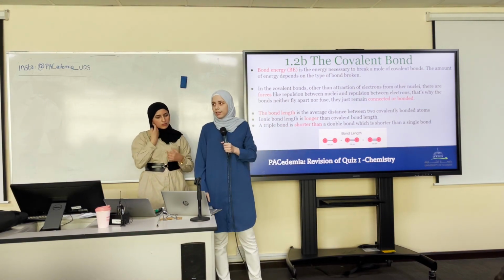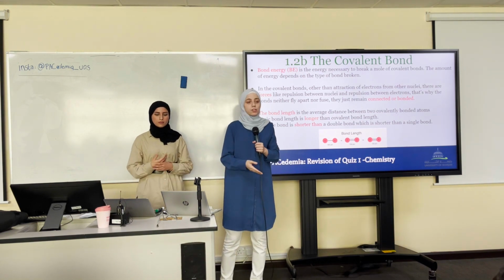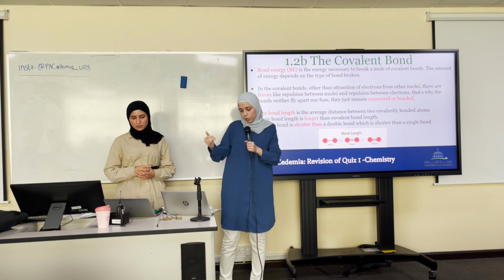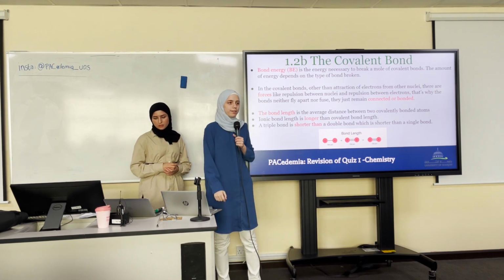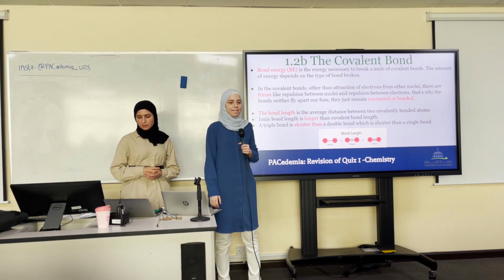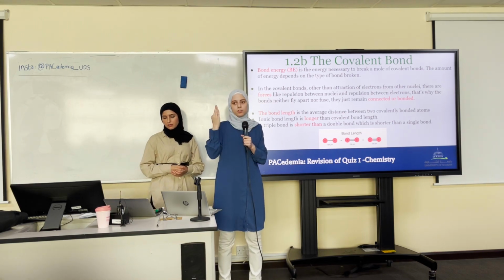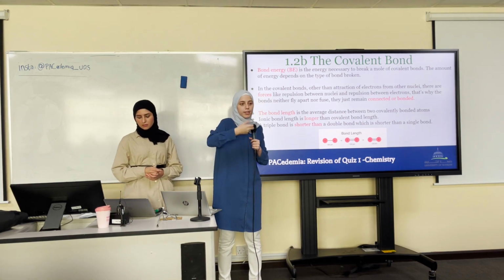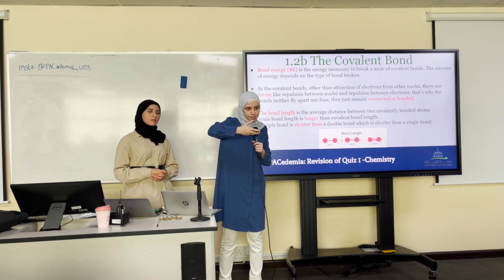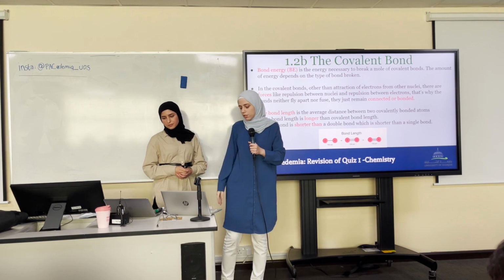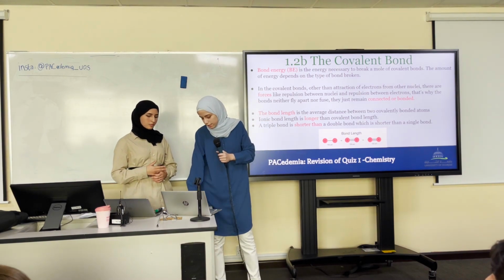And the bond length for the ionic is actually longer than the covalent, and the triple bond is shorter than the single bond. Why? Because the bond is stronger. Yes, because there is more sharing of electrons in the triple bond, that's why it will be stronger. There will be more forces of attraction and also repulsion, and it will lead to a shorter bond than the single bond.